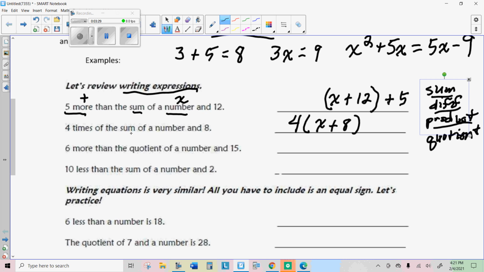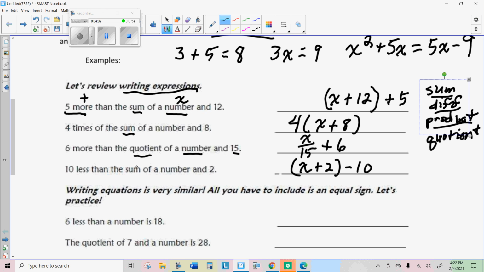When you saw the word sum, I hope you put those things in parentheses. And that looks like that. Now the word quotient means divide. You're going to be dividing two things. Some number, we're going to use a variable for that, and 15 is what we're dividing. So we would do x divided by 15. There's the quotient of a number and 15. And we want 6 more than that. To get 6 more than something, you add 6 to it. Okay? Why don't you try the next one?